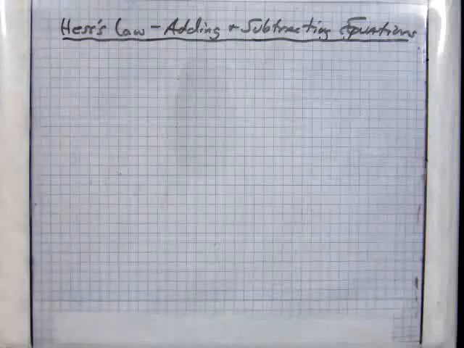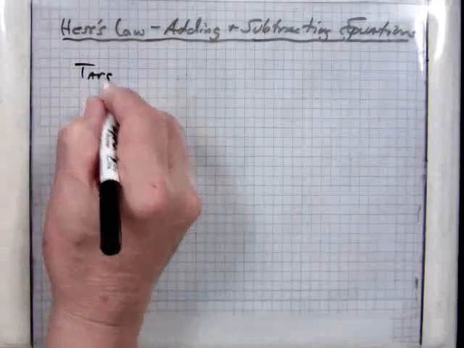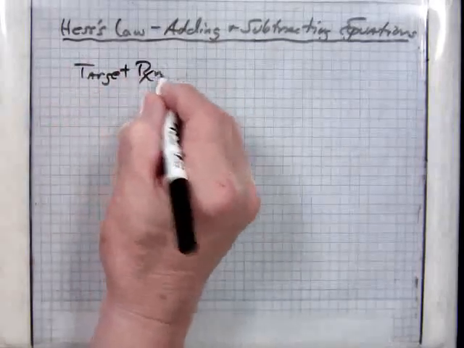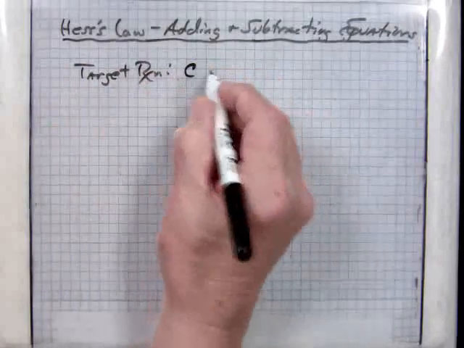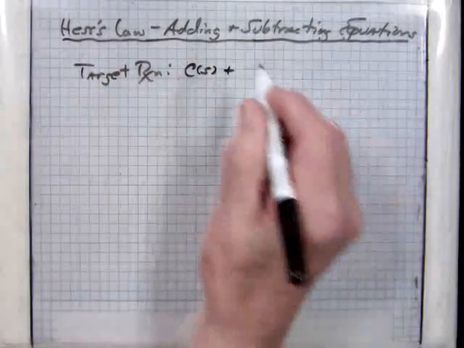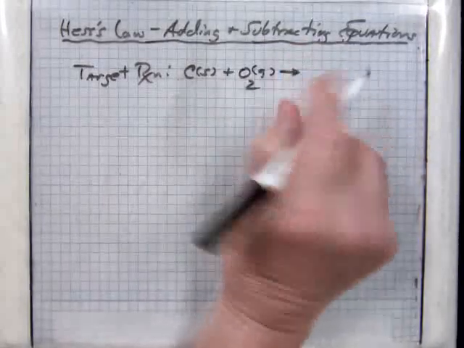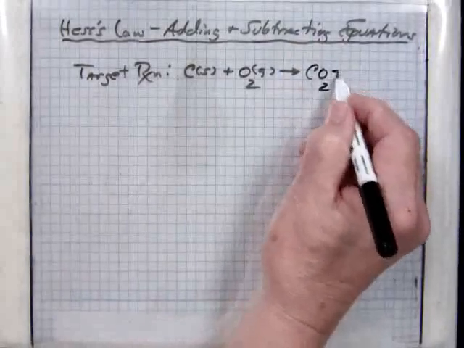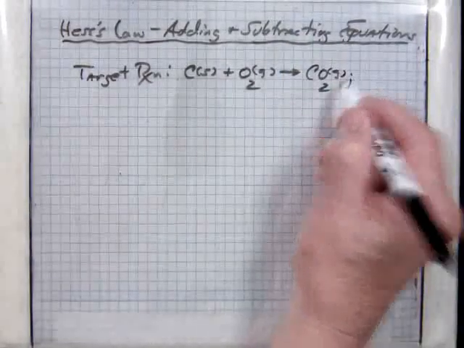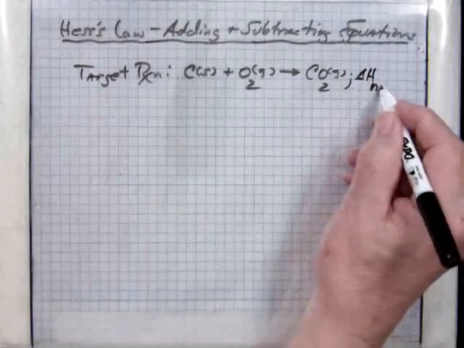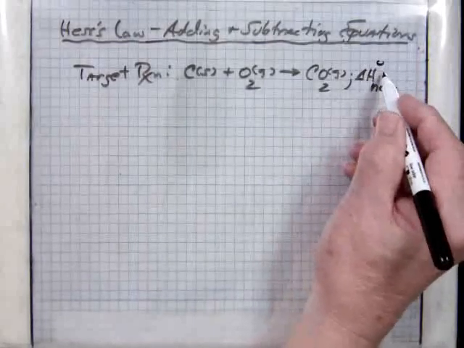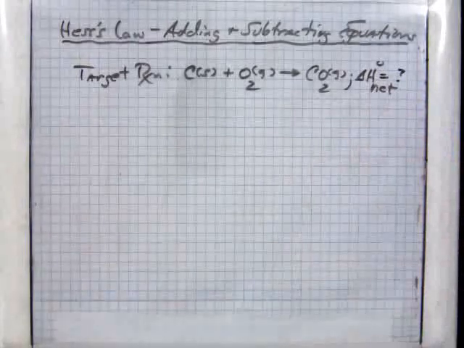Okay. Now, when you have a problem that's Hess's law, adding and subtracting of equations, typically you're given a target reaction. In this case, carbon plus O2 gas goes to CO2 gas. And delta H of the net, I just put net down here, is our objective in this.